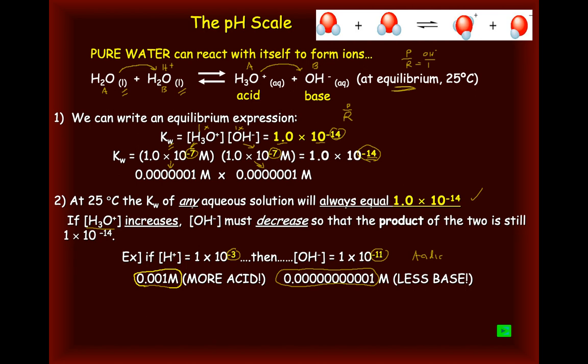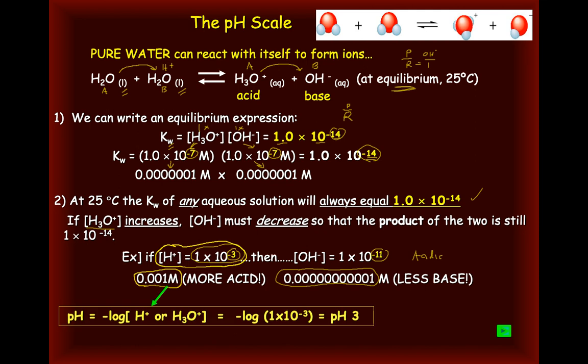If we take the H plus, take a look at this number here, and take the negative log of this number, and you put that in your calculator. If you put negative log of 10 to the minus 3, basically what you're doing is you're negating this negative number and making this number a whole number.